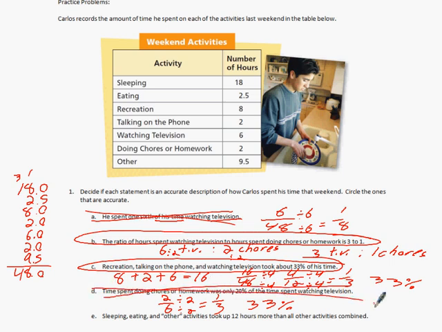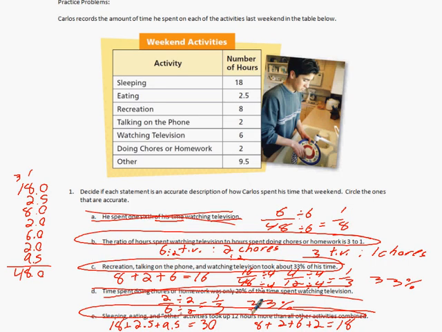E, sleeping, eating, and other activities took up 12 more hours than all of our activities combined. So 18, 2.5, 9.5, add all those up. I get 30. See what the rest adds up to. 8 plus 2 plus 6. Is that it? Yep. 8 plus 2 plus 6 is... Oh wait, I missed one. Plus 2 is 18. 30 is 12 more than 18, so that one works.